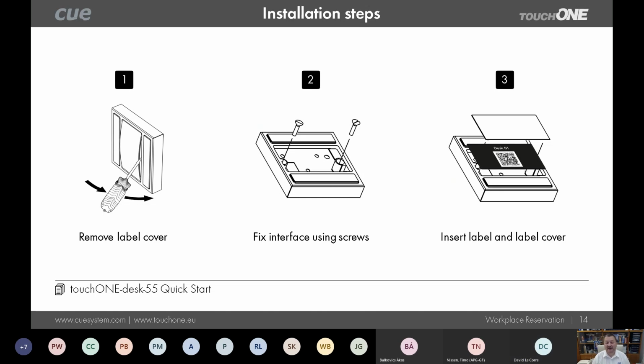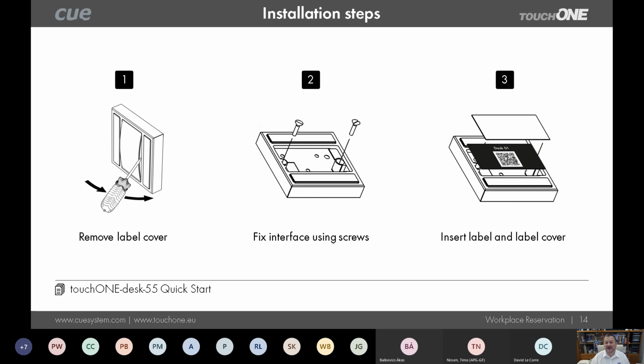Here, one note: I'm going to show you how to prepare these QR codes for workplaces for this first generation of workplace interface when we are going through the setup of the touchONE Concentrator. So remember that if you are doing installation, maybe you are not finishing the mechanical part of installation with step number 3, because you will insert your label and label cover a little bit later.